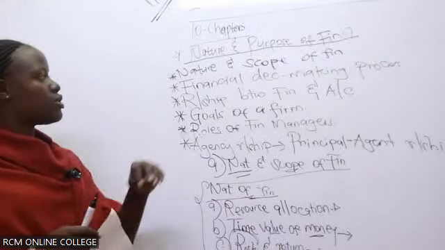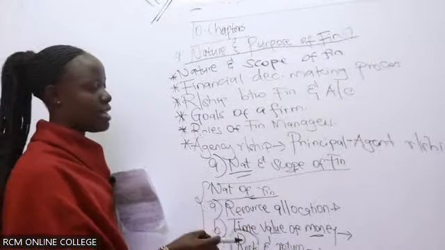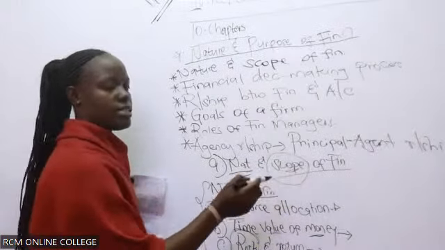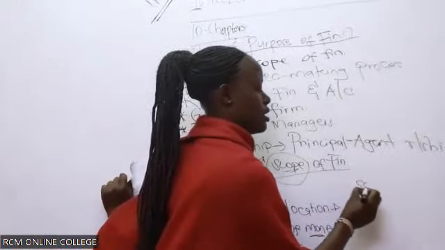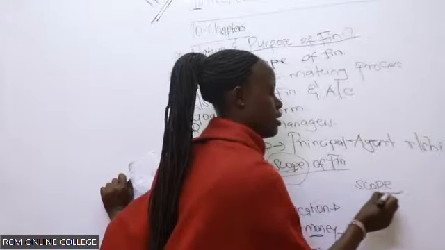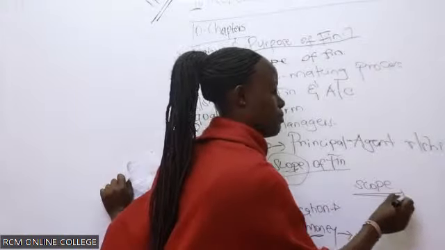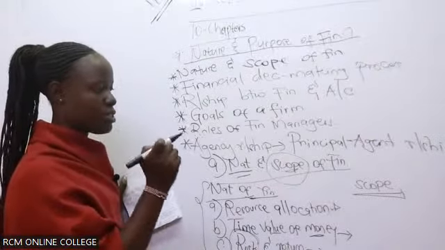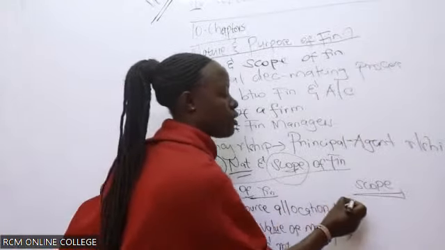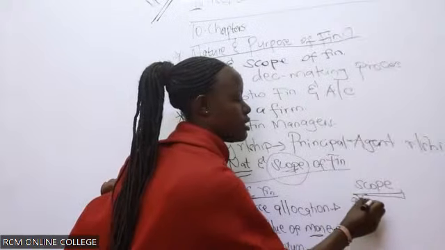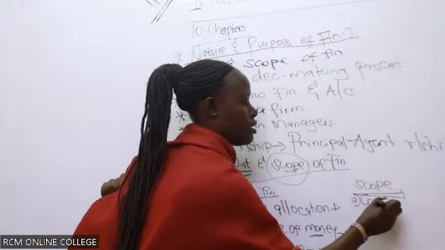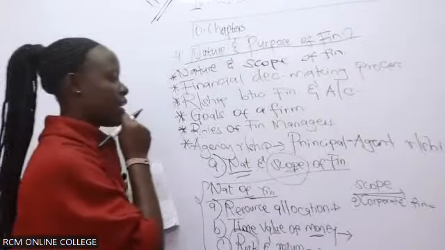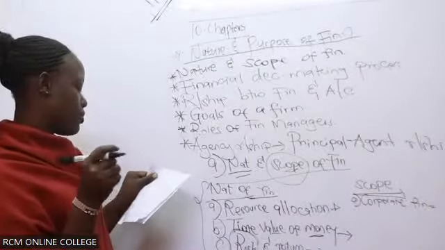Yes, we're together. So we've done the nature of finance. Now let's look at the scope of finance. The first aspect on scope of finance, we can look at corporate finance. Corporate finance. This is one aspect on the scope of finance.